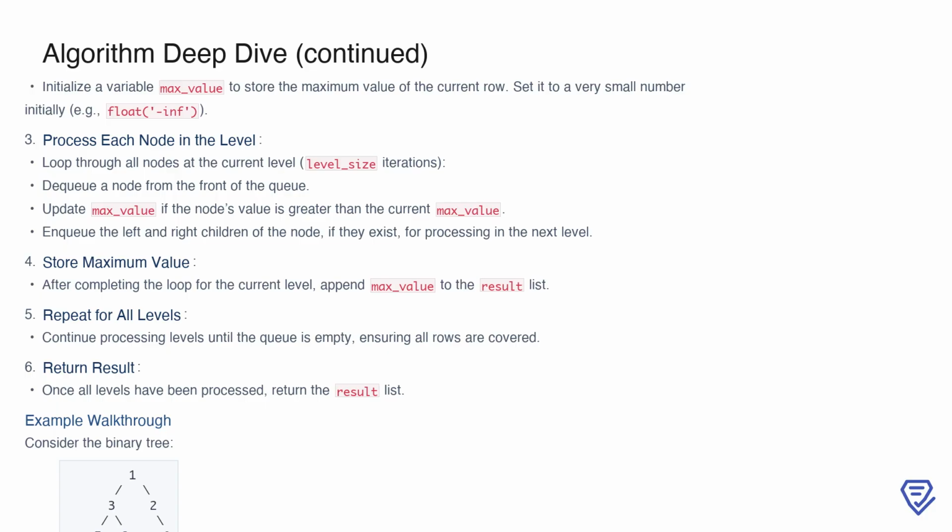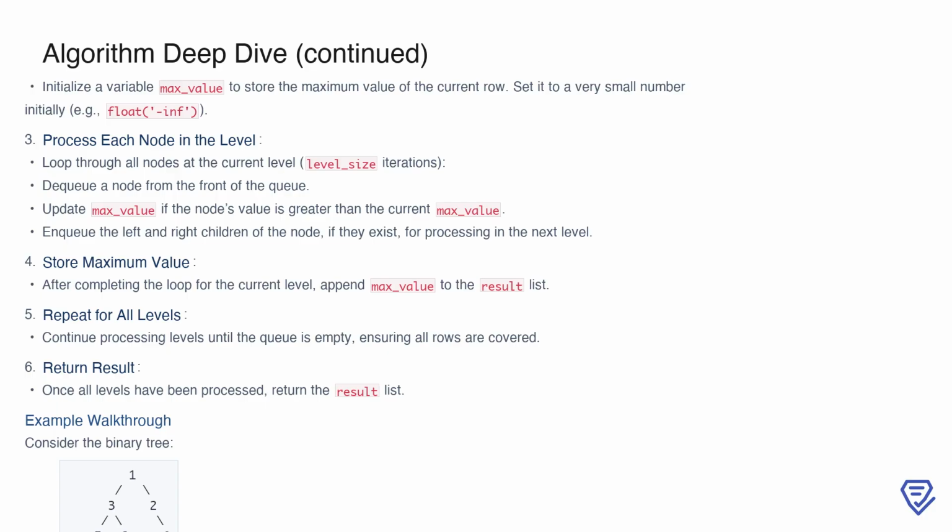Then, for each node in the current level, we remove it from the queue and compare its value to the current max_value, updating max_value if the node's value is larger. After checking the node's value, we add its children to the queue if they exist. This prepares the algorithm to process the next level of the tree.